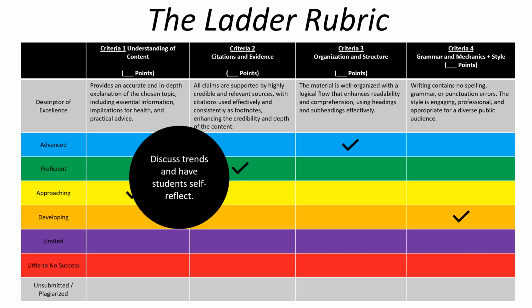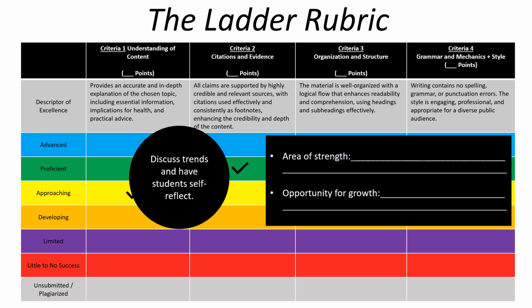To do this, you can always have a whole class conversation after an assignment is passed back where you discuss both positive and negative trends in student work and show examples using an overhead projector. Students can then compare their own work to the models and self-reflect on the degree to which those trends are evident in their own work as well. You can also supplement this rubric with a little bit of written feedback, such as specifically identifying one area of strength in the student's work and one opportunity for growth.